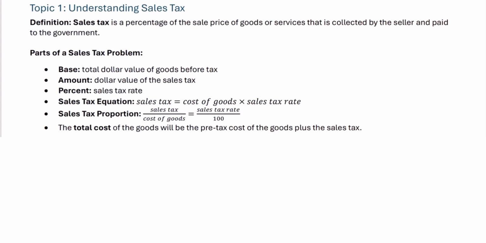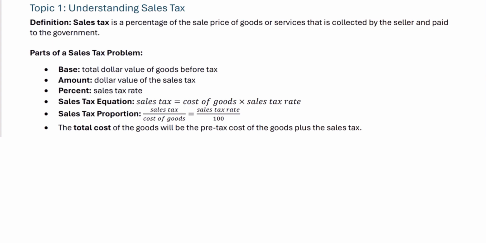Sales tax is a percentage of the sale price of goods or services that is collected by the seller and paid to the government. The base is the total dollar value of the goods before tax. The amount is the dollar value of the sales tax. The percent is the sales tax rate.